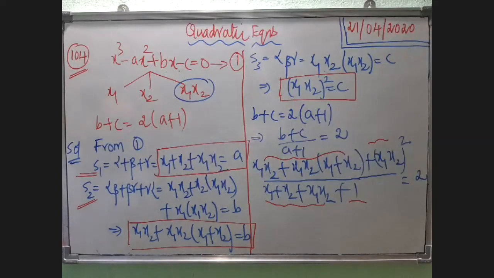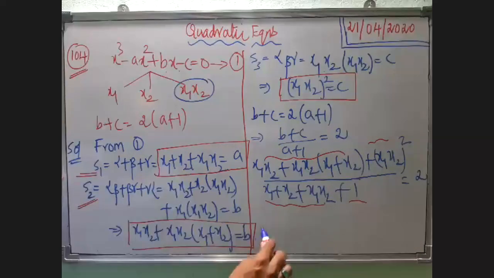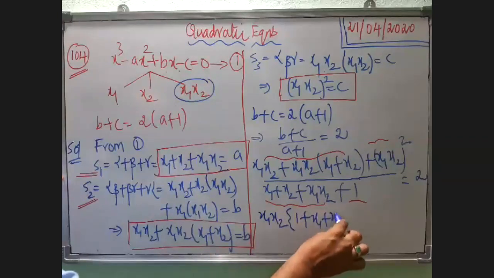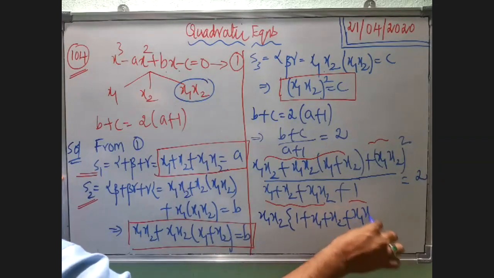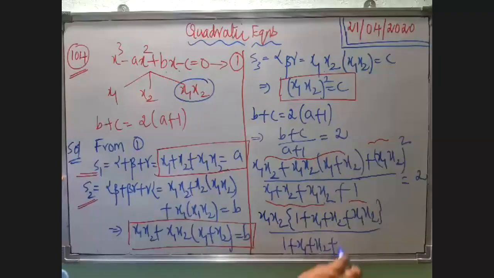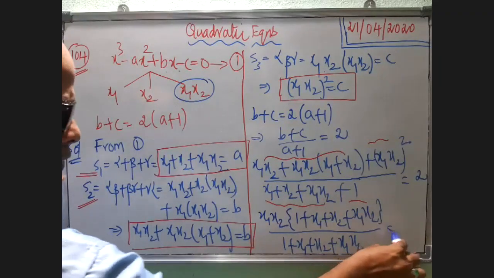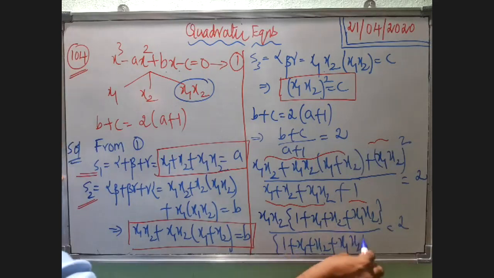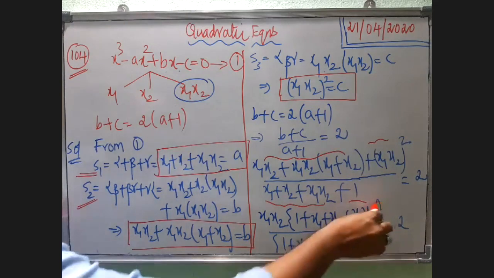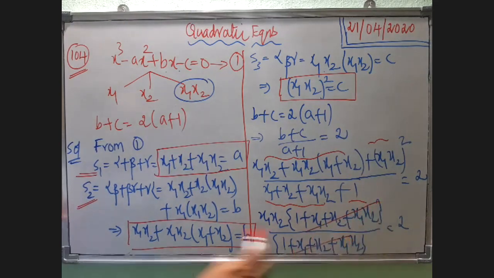So if you observe this here, I will take X1, X2 common from the numerator. If I take X1, X2 common, let us see what I am getting. 1 plus X1 plus X2 plus X1, X2 equal to how much? 2. So if you observe this here, the two brackets get cancelled. What is that? 1 plus X1 plus X2 plus X1, X2 gets cancelled.